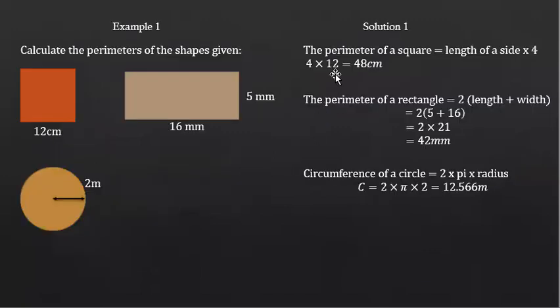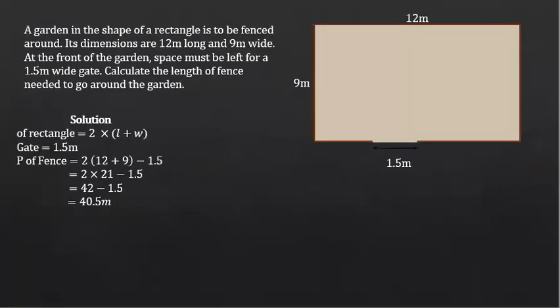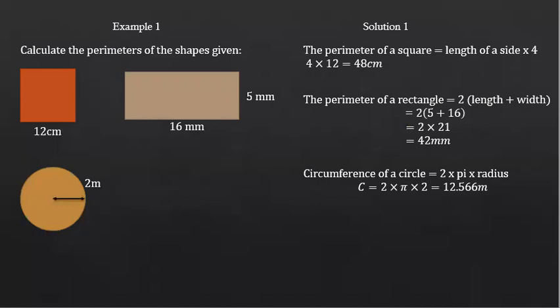So this is our first example, and after I show you this example, you have some questions to do. We have 2 examples, and then you have some questions. You'll get about 15 minutes to do these questions, and then we'll go through the solutions together. So we want to calculate the perimeters of the shapes given.